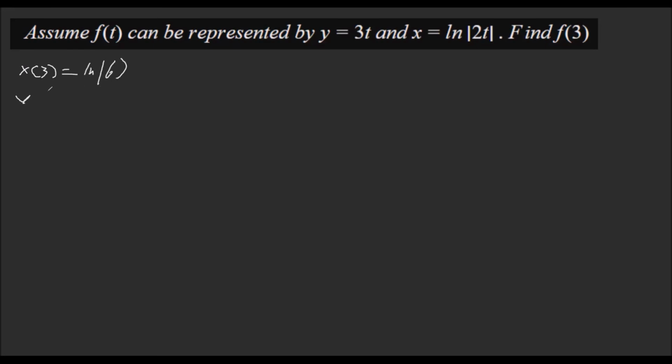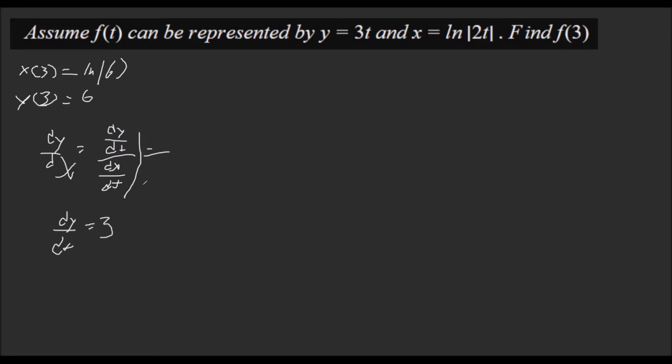And y of 3 can be represented as 3 times 3, which just happens to be 6. So we have our coordinates. From here, we just have to find the derivative of our function, which we can say is dy/dx, which is equal to dy/dt over dx/dt. And so we'll find dy/dt, which is, of course, just the derivative of y with respect to t. And that's equal to 3. No need to throw in the point at which t should be, because t isn't in the derivative of y.